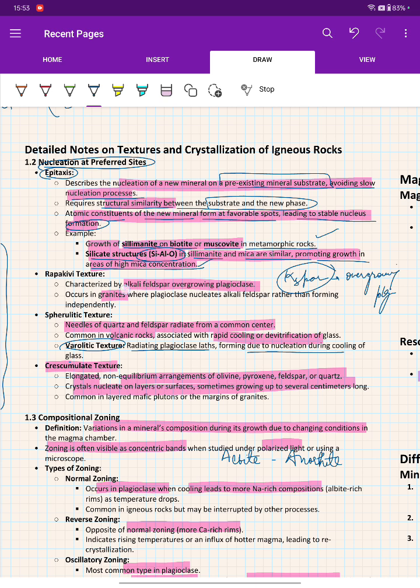Now we have Rapakivi texture. It is characterized by alkali feldspar overgrowing on the plagioclase, that is K-spar overgrowing on the plagioclase. They occur in granite where plagioclase nucleates alkali feldspar rather than forming independently.